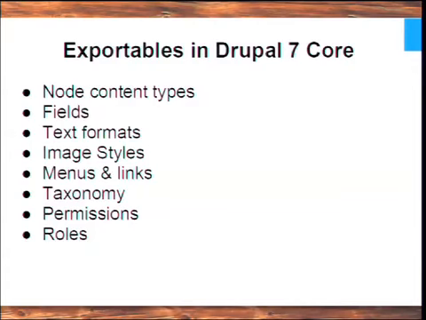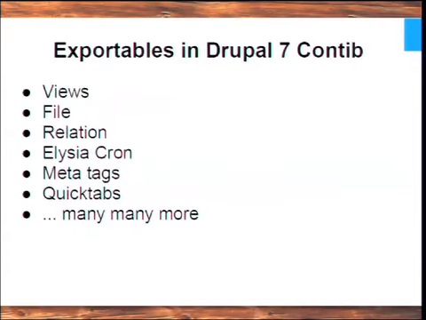Exportables in Drupal 7 contrib, very similar. Not everything is, because a module has to support it. So there's a lot of stuff out there that doesn't, but most of the major things that we do today do have support for some sort of exportable stuff. So especially Views, or the file entities and the settings around file entities, Relation, and many other popular modules all have some way to export something. And if they don't, it's probably fairly easy to get some way to export that stuff out.